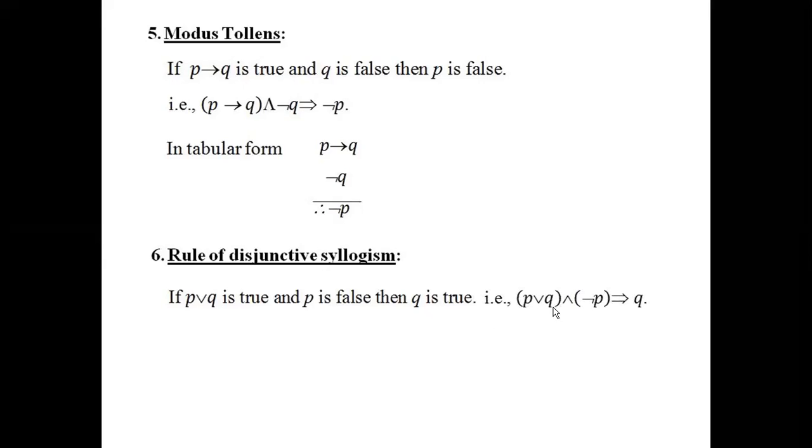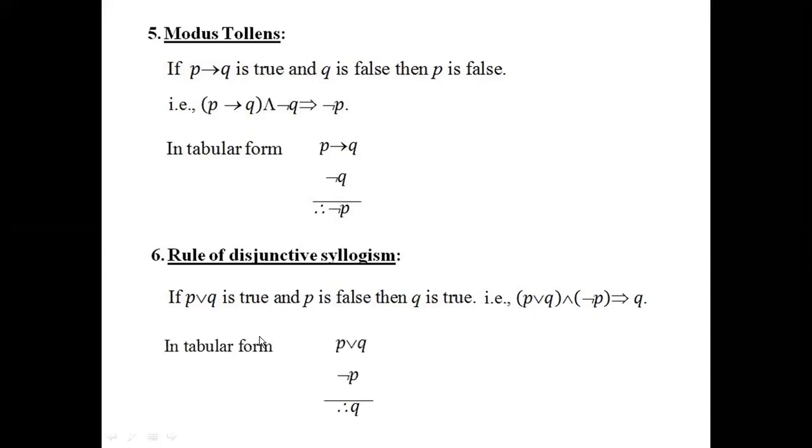Symbolically, this is represented as P or Q is one of the premises and there is an AND between it. P is false, so negation P is true. That is why we have taken negation P, and this implies Q for us. Because Q is true, this is therefore giving us the conclusion as Q.